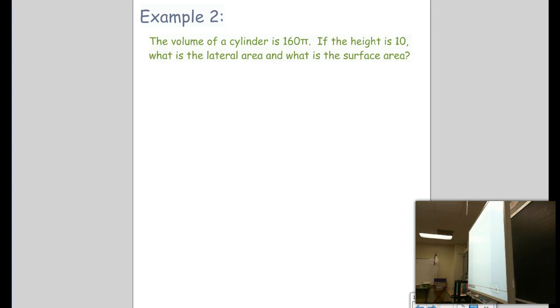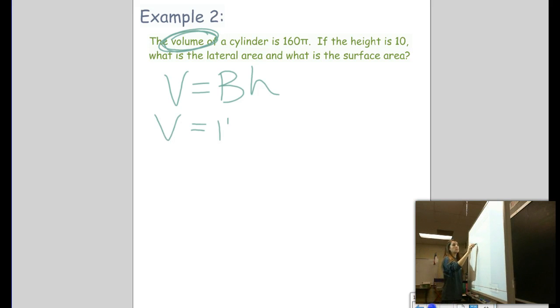The volume of a cylinder is 160 pi. If the height is 10, what's the lateral area and the surface area? The first thing we want to do is, we see that word volume, so we write the formula for volume. Volume is base times height. Except, wait a minute, this is a cylinder. We know what the base is. Every time, the base is pi r squared. So the volume is pi r squared times the height.